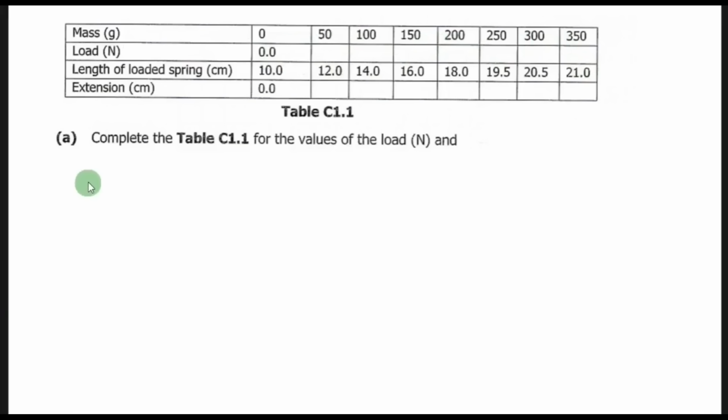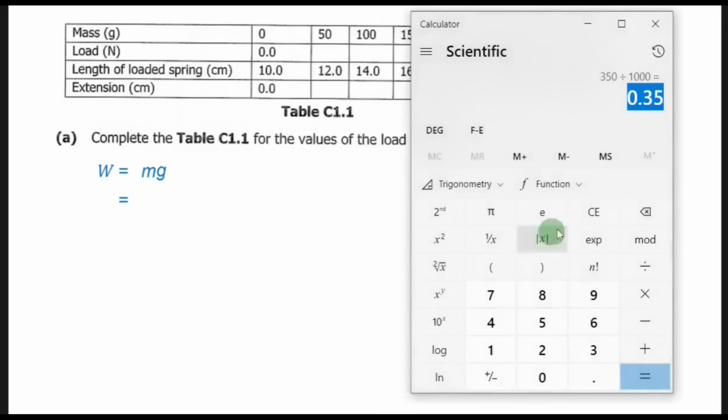So what we do is use the formula weight is equal to mass times gravity. The masses are in grams, so like 50 here, you convert it into kg first, so you divide by 1000.